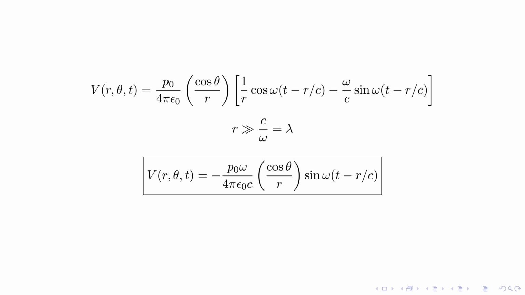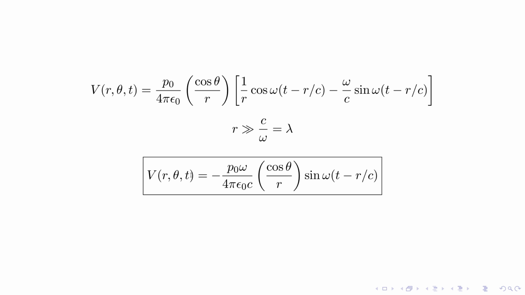If we take omega to be 0, so if we substitute in omega equals 0, this cosine term becomes 1, this becomes 0, and we are left with p naught over 4 pi epsilon naught cosine theta over r squared, which is what we expect to see in the static case. But if we take r to be much greater than c over omega, which is the same as lambda, then this term is much closer to 0 than this term ever will be. And so we can just drop the cosine term, and we're left with this equation in the end.